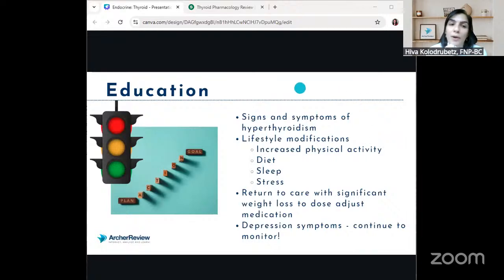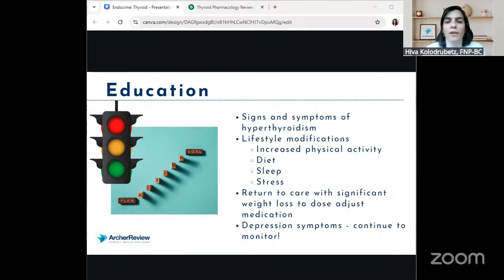So remember, we're also going to counsel her on signs and symptoms of hyperthyroidism, so she can be aware of that. We talked about the lifestyle a little bit. If she's losing weight, she needs to tell us. If she starts becoming more physically active, which is great, and actively trying to lose weight, that's all really great. It's going to help with the mood as well.